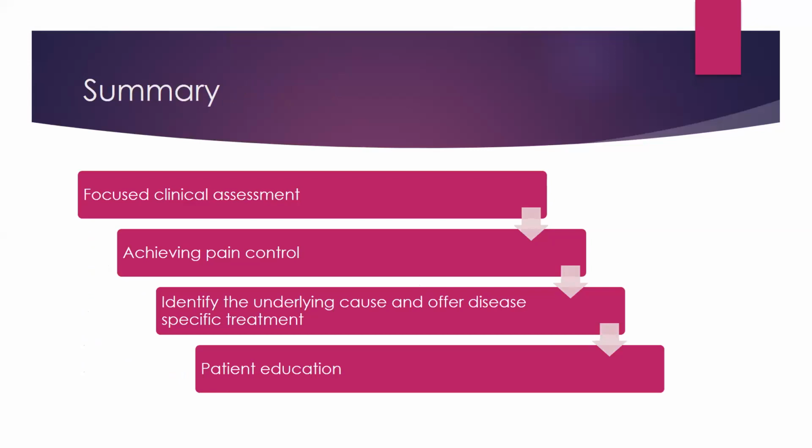So please remember that in assessing acute pain, the aim is to get our patients to a functional level, then to identify what is causing the pain, to treat it, and to help the patient through the healing process. So start by taking a focused history or clinical assessment of the pain, then achieve pain control using the appropriate analgesics, which you will choose based on the severity of the pain and based on the principles given by the World Health Organization management ladder.